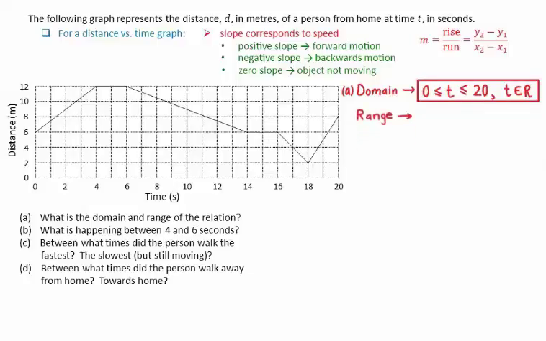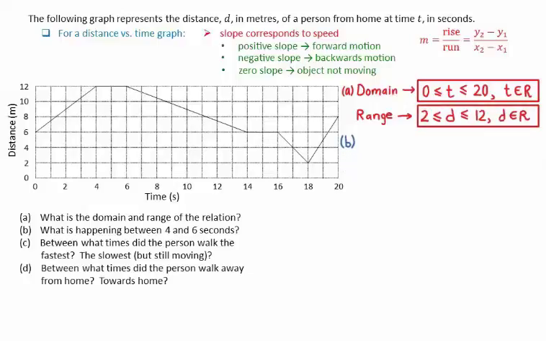For the range, here we have to look at the dependent variable and look at its possible values. In this case, the distance. Note that the minimum distance in this case is 2 meters. The maximum distance is 12 meters. The range then is 2 ≤ d ≤ 12. And again, d has to be an element of the set of real numbers.